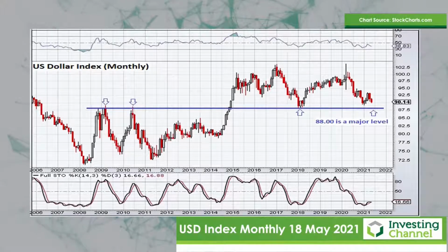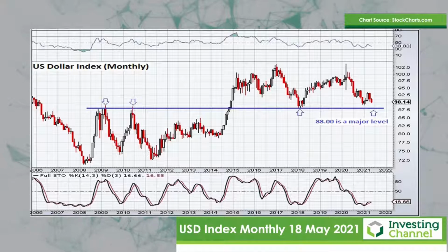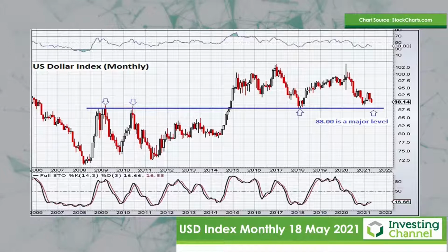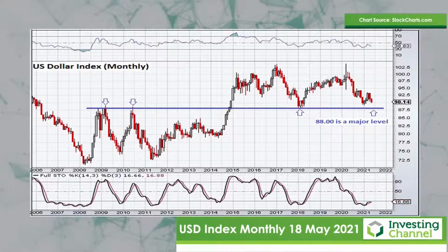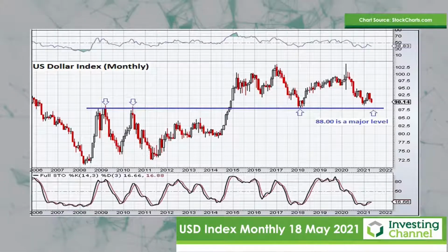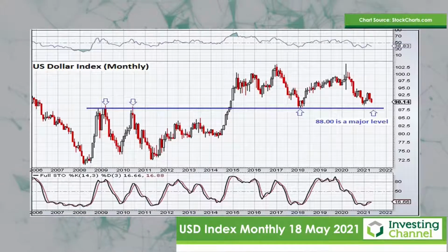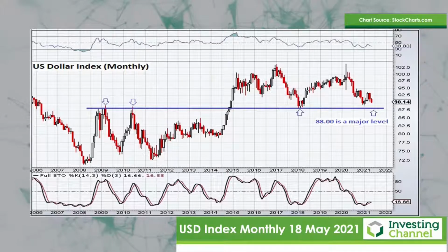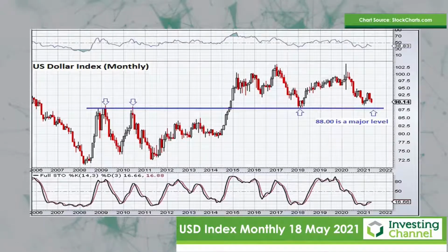So the US dollar index here is a monthly chart that I'm showing. So very long term, it goes all the way back to 2005. So we're looking at about 15 or 16 years worth of trading history here for the US dollar index. And what you can see is there's quite a significant pivotal point at the level of 88 on the US dollar index. And that level was tested in early 2018.